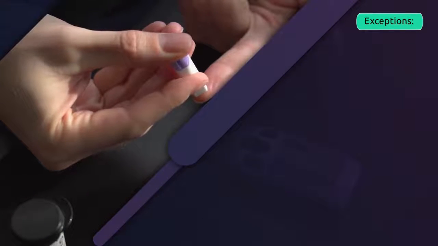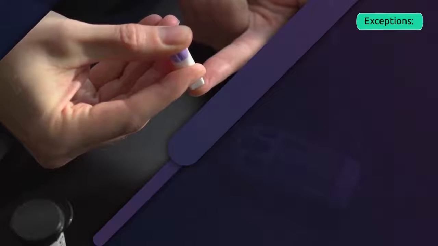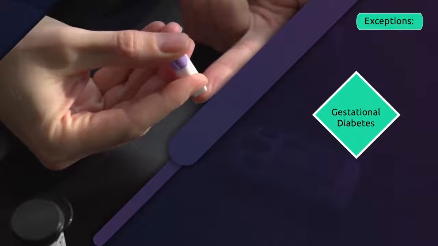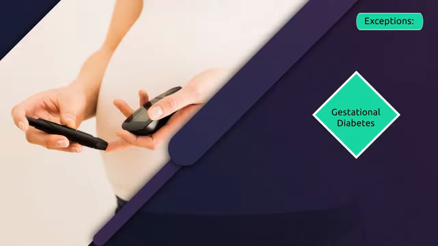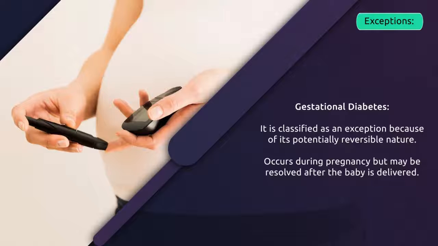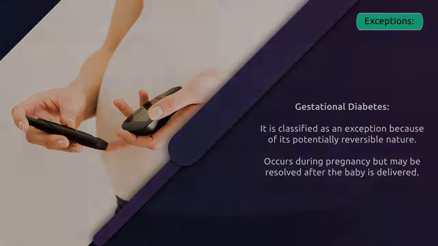Exceptions. While coding for diabetes mellitus, it is important to remember that gestational diabetes is an exception. It is classified as an exception because of its potentially reversible nature, as it occurs during pregnancy, but may be resolved after the baby is delivered.